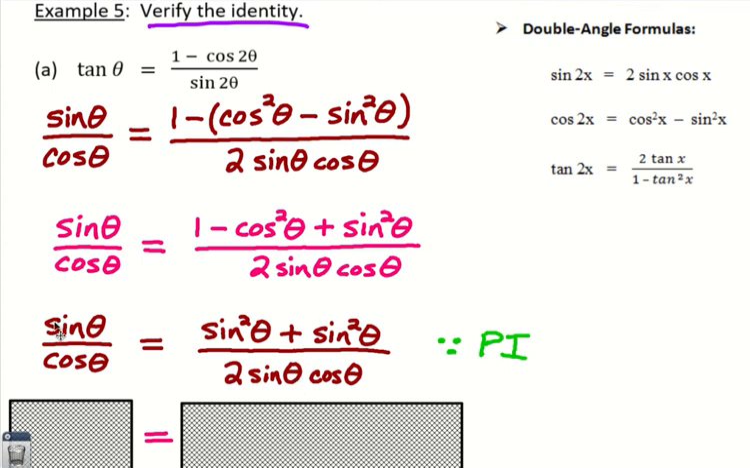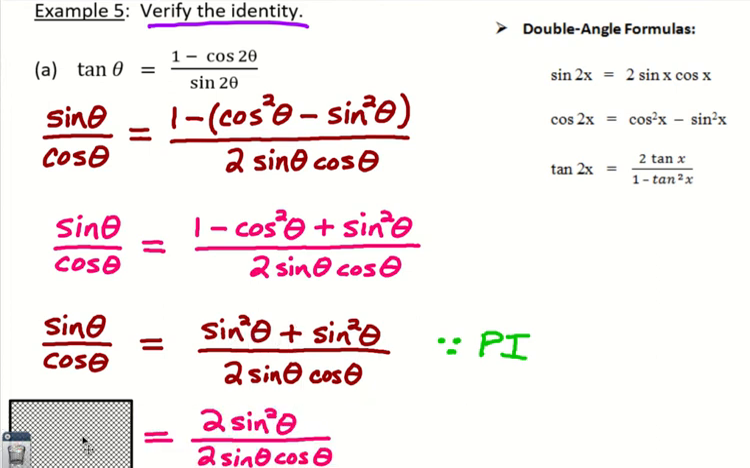from here, what can we do from here? Now the top says sine squared of theta plus sine squared of theta. Those are like terms, people. So those combine to become 2 sine squared of theta. And then where does that go from there?